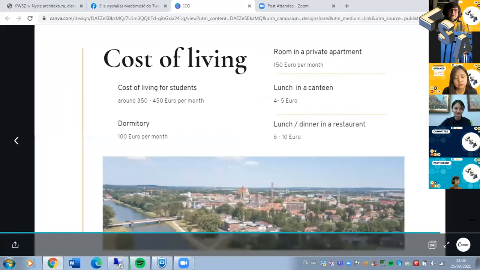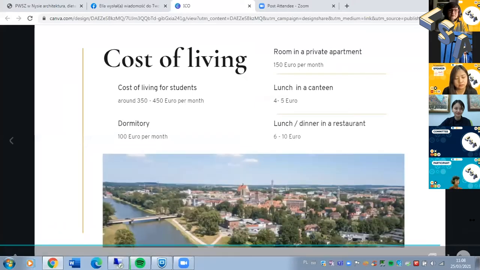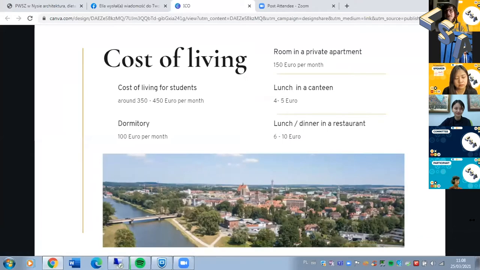Be on the standards accommodation in dormitory for our exchange.